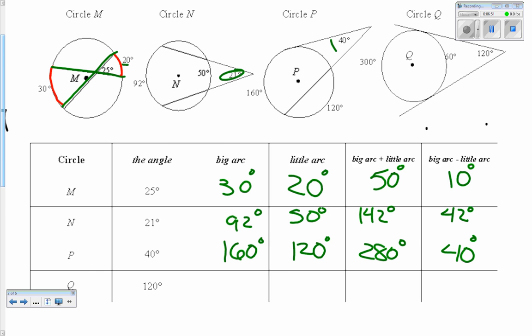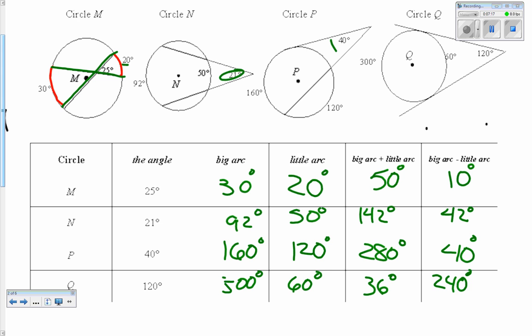Okay, in the last example, Q, the angle measures 120. The bigger arc is 300. The smaller arc is 60 degrees. Oops, sorry, I wrote that in the wrong spot. 300. 60 degrees. So add them together, I get 360. Okay, that's the entire circle. I subtract them and I get 240.